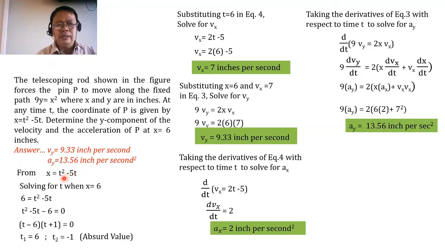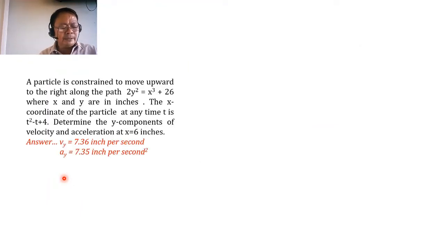Okay, so let's now move to the next problem. The next problem is given here, such that a particle is constrained to move upward to the right along the path 2y squared equal to x cubed plus 26, where x and y are in inches. The x-coordinate of the particle at any time t is given as t squared minus t plus 4.